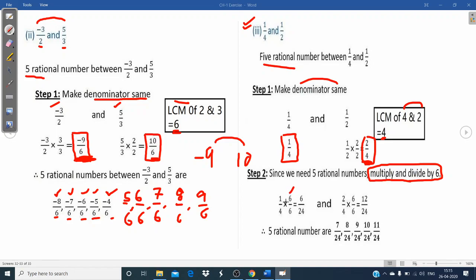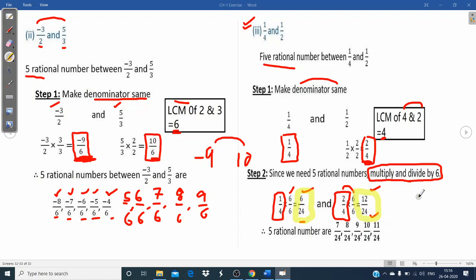We can see here, student, the numbers were 1/4 and 2/4. Now I multiplied by 6/6. So 6 ones are 6, 6 fours are 24. Similarly, 6 twos, 6 into 2 is 12, 6 fours are 24. The new numbers which you got are 6/24 and 12/24. So between 6/24 and 12/24, you can easily find 5 rational numbers.